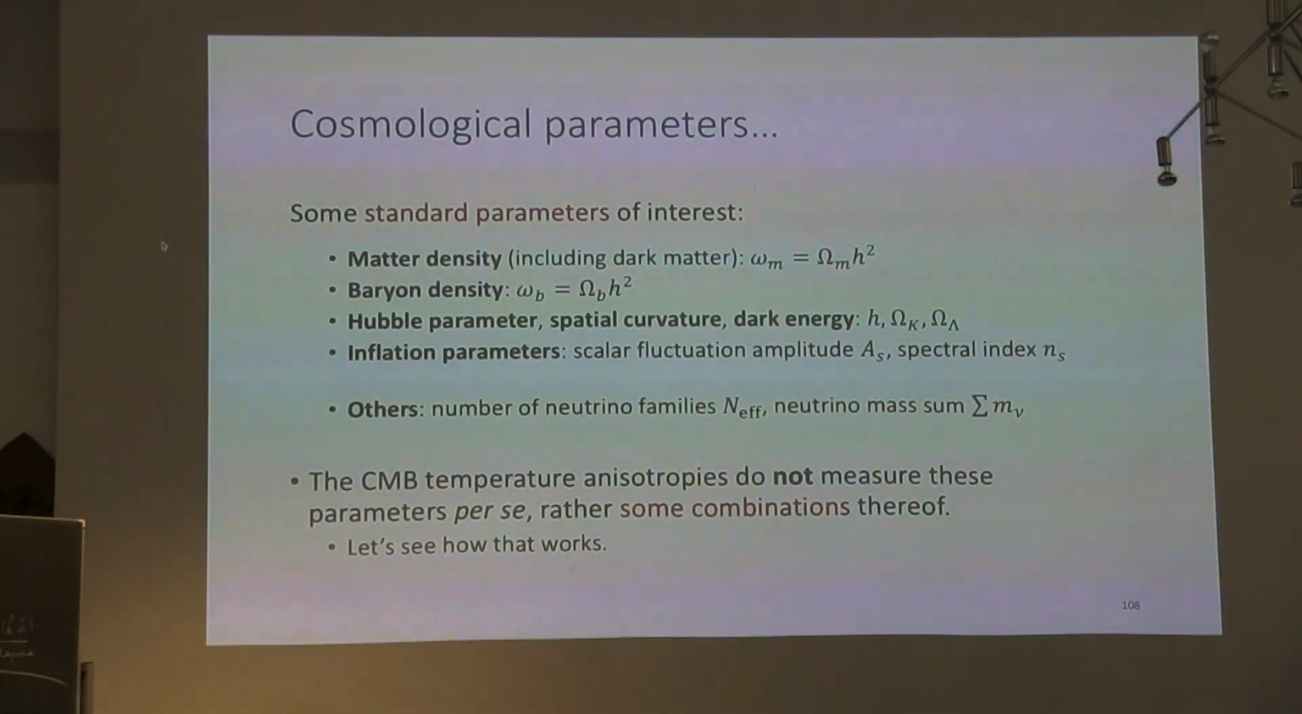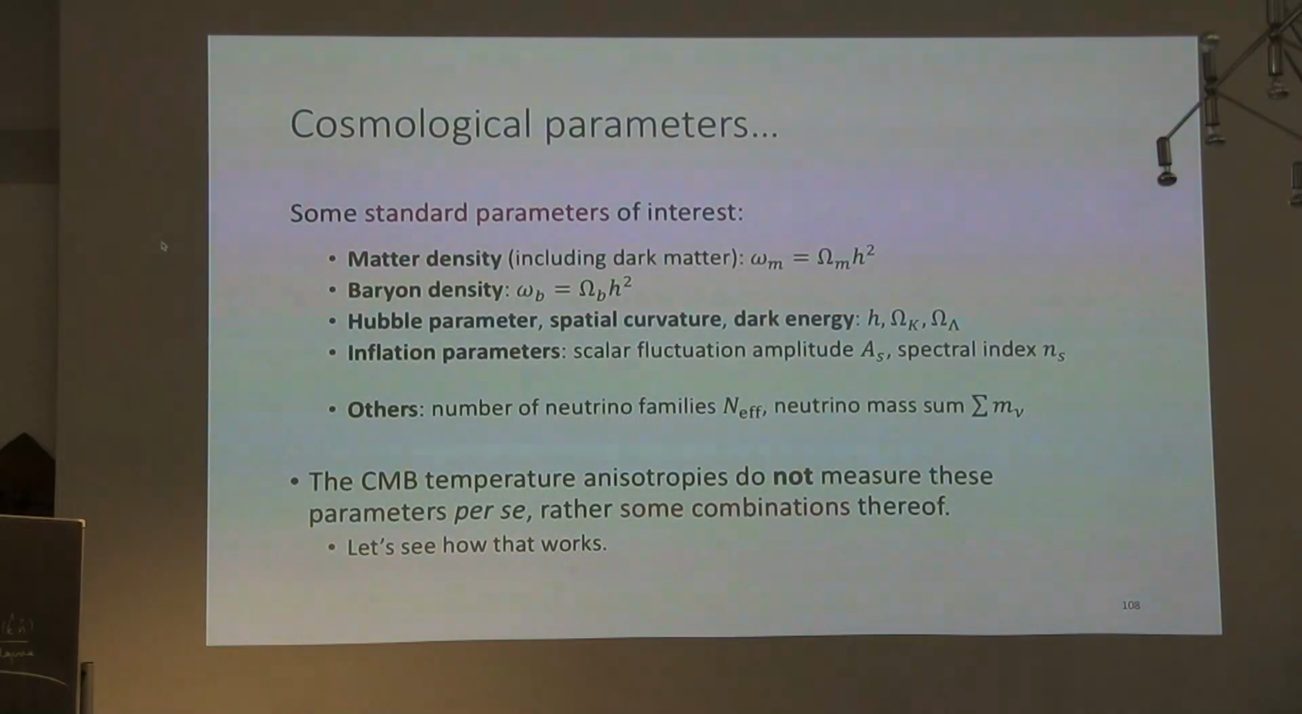The key thing to understand, of course, is that when you look at the CMB temperature anisotropies, or even polarization anisotropies, they don't actually measure these parameters at all. What you're measuring when you do your experiment are temperature fluctuations. You don't measure these cosmological parameters. So next time you write a paper and say Planck has measured the matter density, please don't. It doesn't. It infers it.